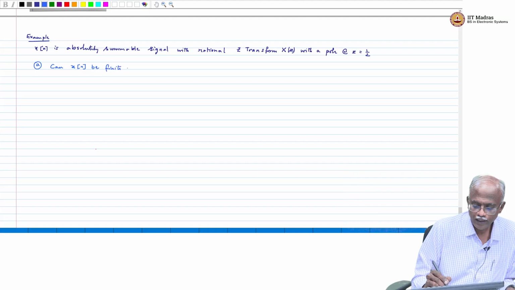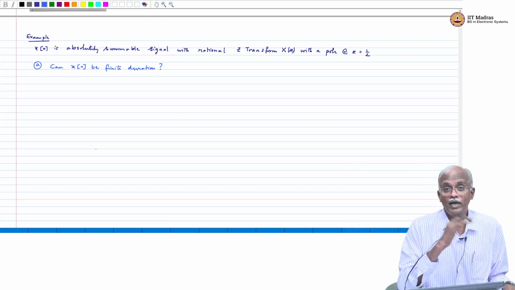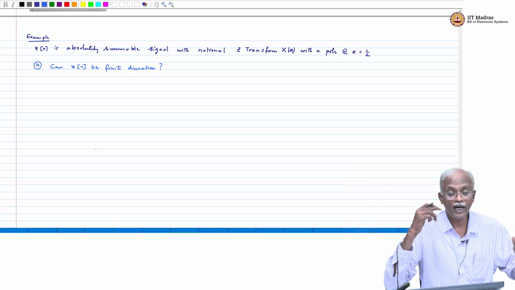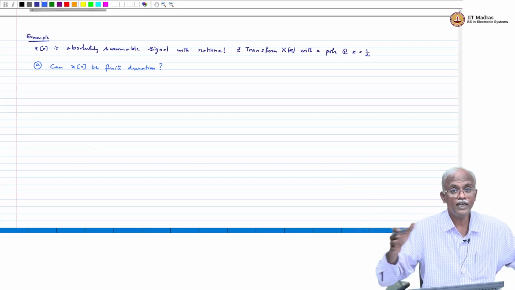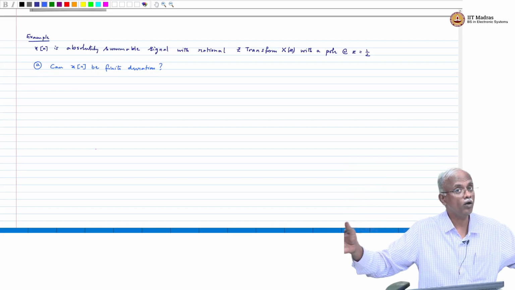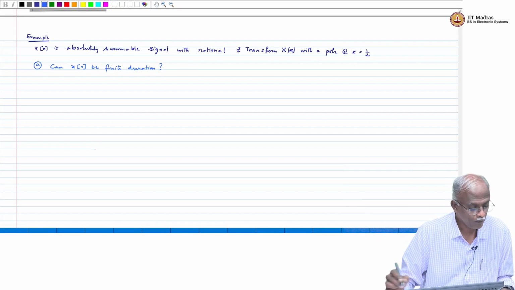Can it be a finite duration sequence? What would you say? We go back and look at the properties. A finite duration sequence will have a region of convergence of the entire z plane, except possibly z equal to 0 and z equal to infinity. Otherwise, the entire z plane should be allowed. But we have a pole at z equal to 1/2.